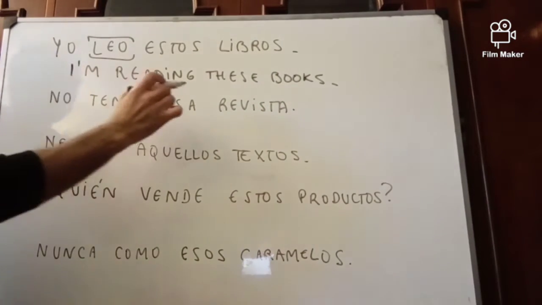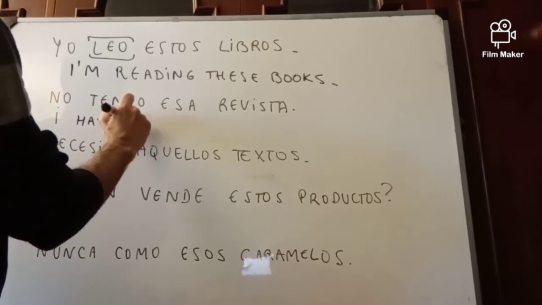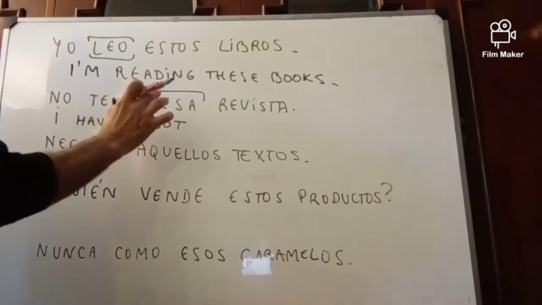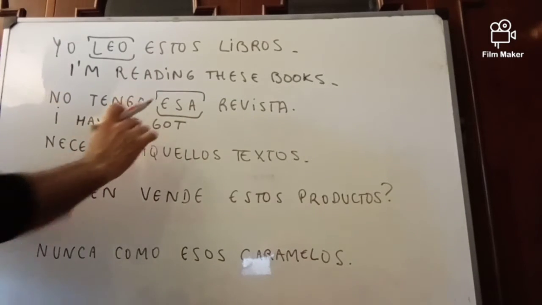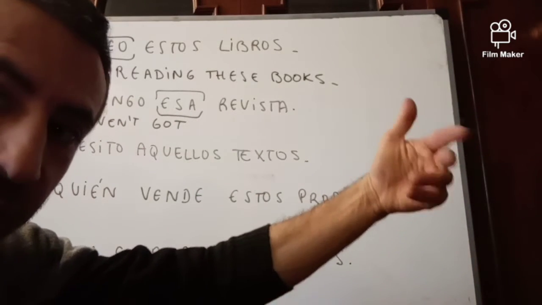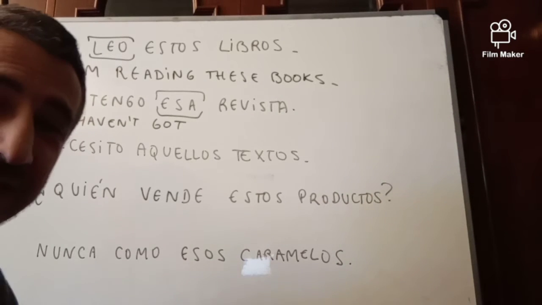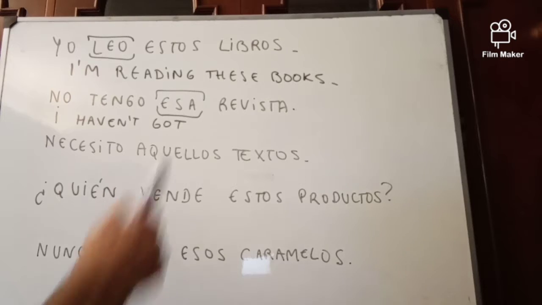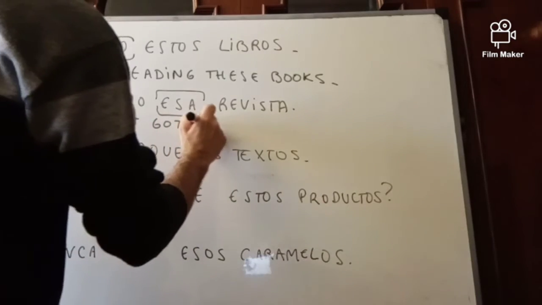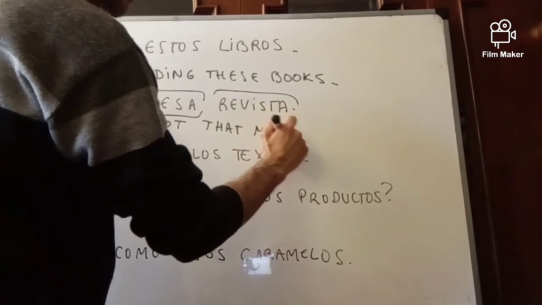Second one. No tengo esa revista. I haven't got. And as you don't have this category, its closer meaning is that of that or those. That in the singular, those in the plural. So let's translate it into your that and those. This is feminine and singular, so it's that. I haven't got that. Revista means magazine.